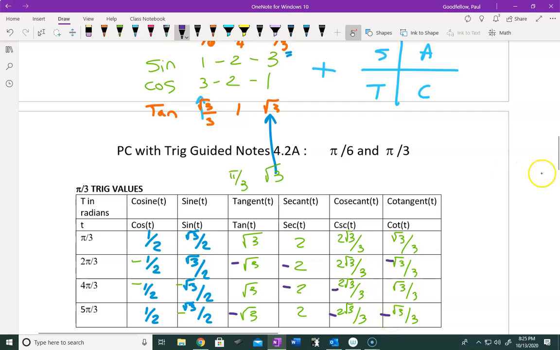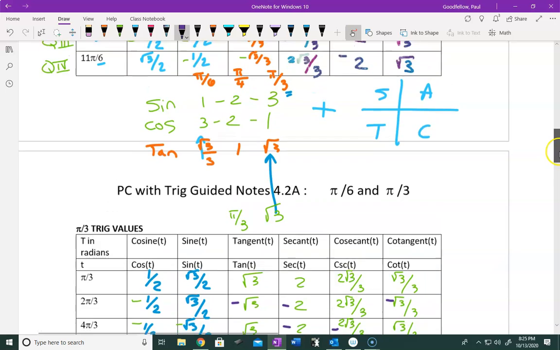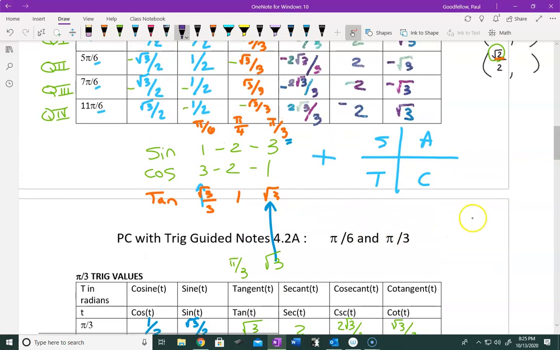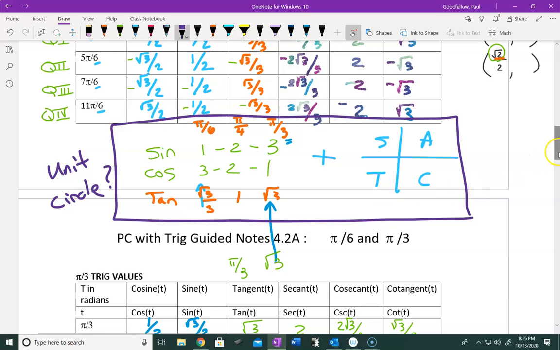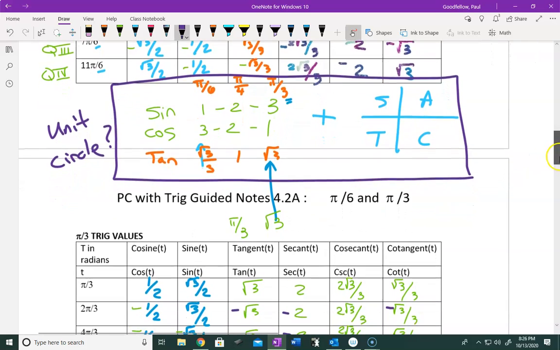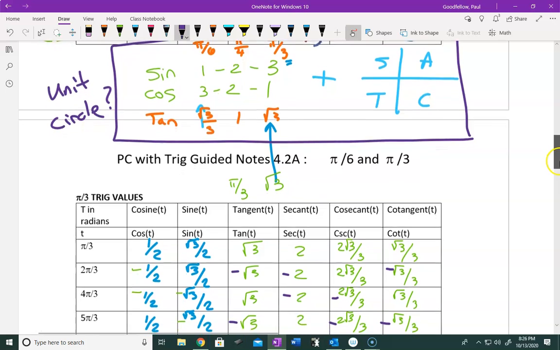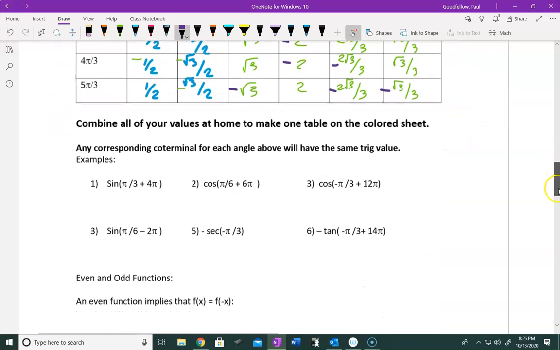And check it out. I filled out that chart, and here's the cool thing, guys. Did I ever look at my unit circle? Did I look at the unit circle to do it? No. I didn't memorize the unit circle. I memorized a simple mnemonic. And that is the key to being good in trig.